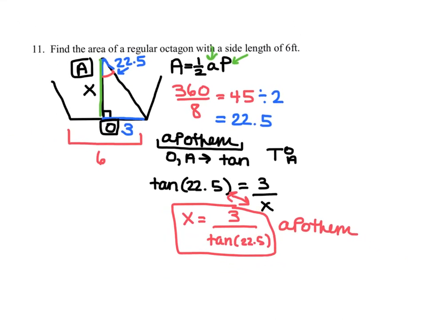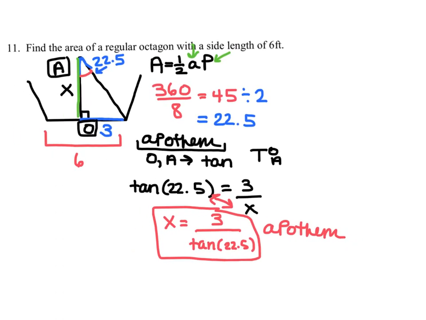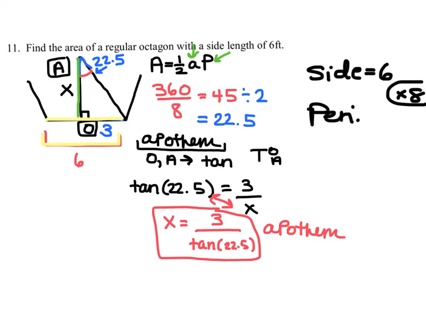Finding the perimeter for this problem is a little bit easier because they give me the side length. I know that my entire side length, right down here, is 6. I know that there are 8 sides, so we want to multiply that by 8. So my perimeter is 6 times 8, which is 48.